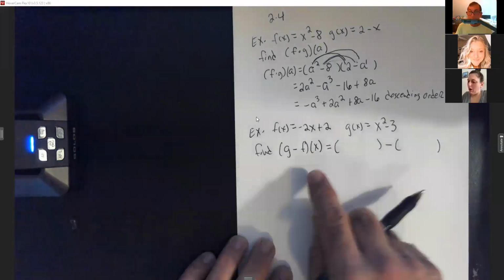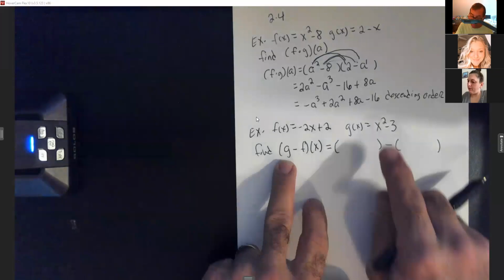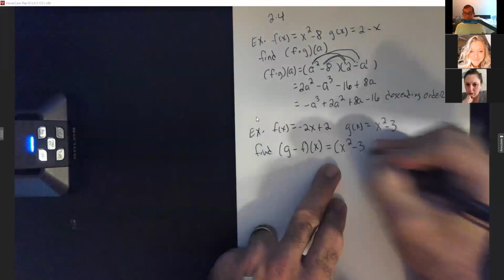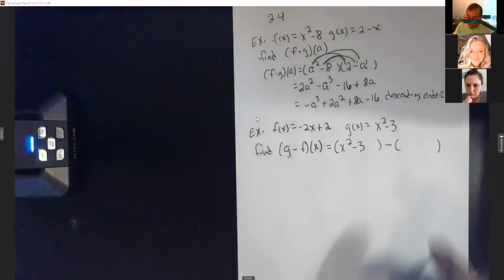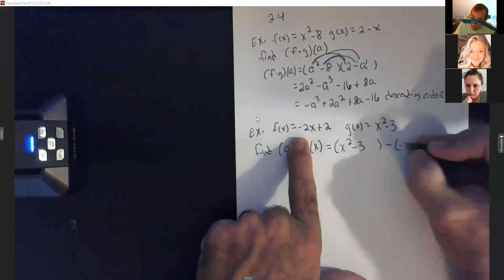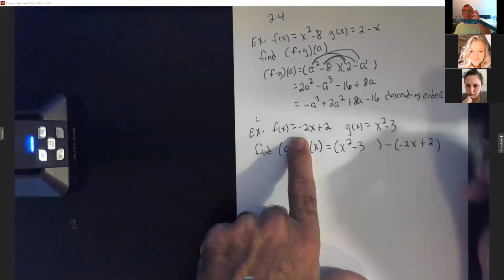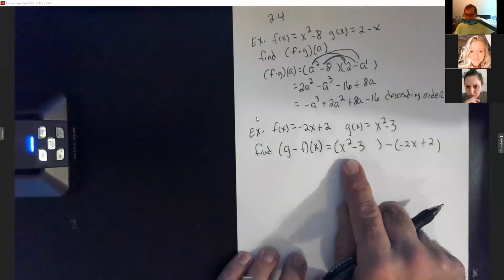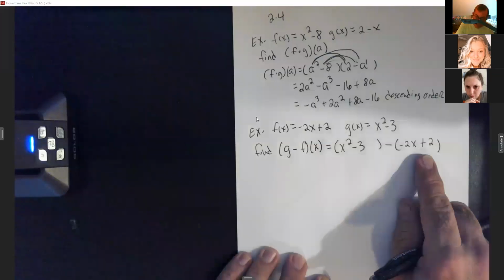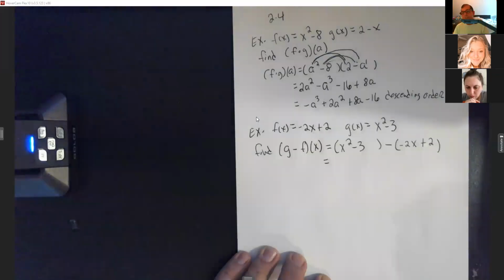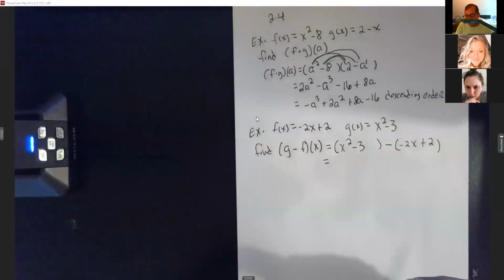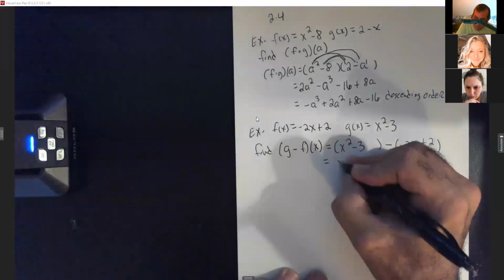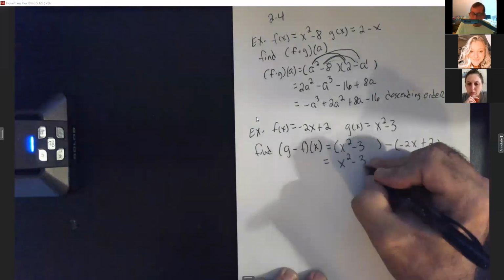So it's g minus f, so I'm going to put g in first, which is the x squared minus 3. And then my f of x was a negative 2x plus 2. All right, so we got our g minus our f. Next thing we're going to do is remove the parentheses. So there's nothing in front of the first parentheses, so you can bring out that x squared minus 3.